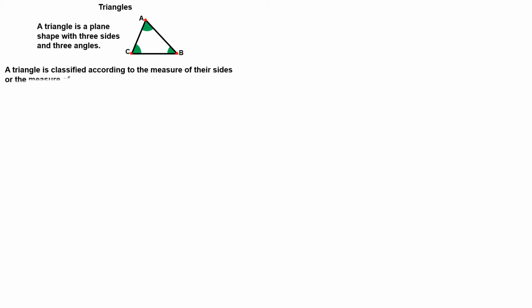To name a triangle, we often use its vertices, the name of the endpoints. The triangle shown alongside is named ABC. A triangle has 3 angles. A triangle is classified according to the measure of their sides or the measure of their angles.